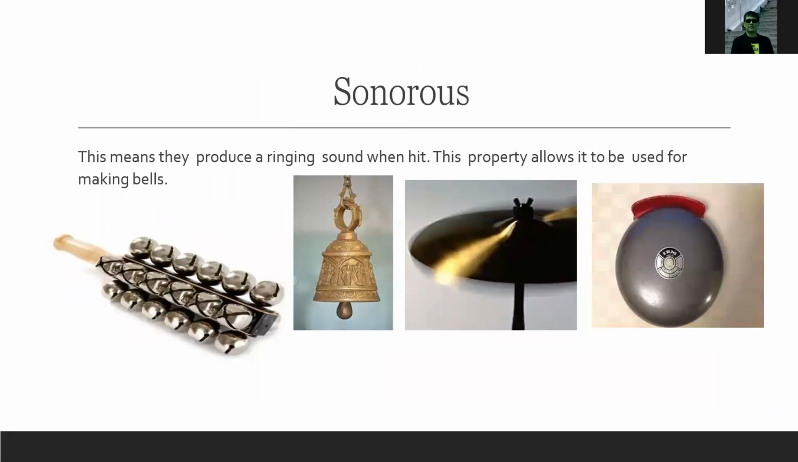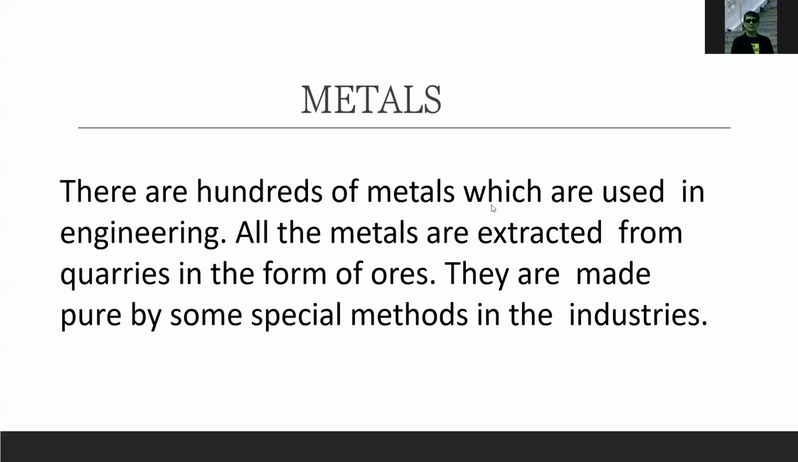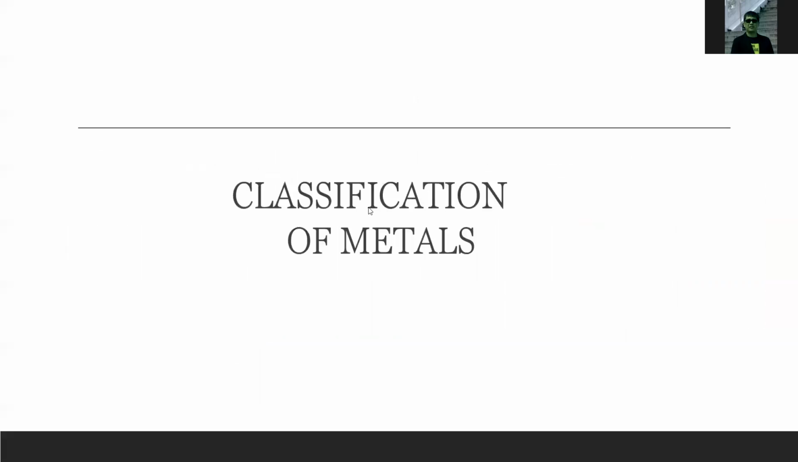So another one is sonorous. This means that they produce a ringing sound when hit. This property allows it to be used for making bells or musical instruments. So metals, there are hundreds of metals which are used in engineering. All the metals are extracted from quarries in the form of ores. They are made pure by some special methods in the industries.